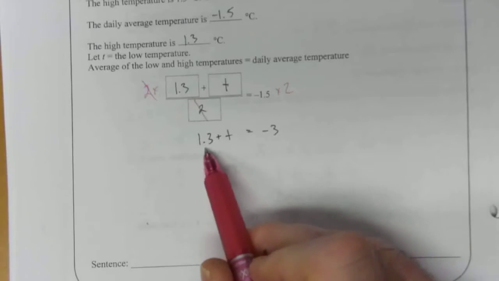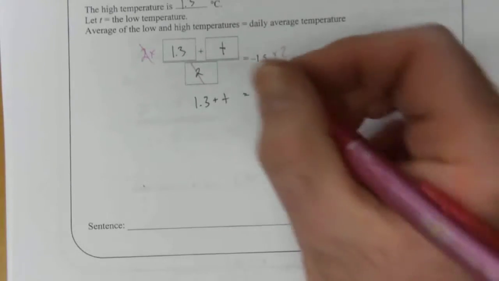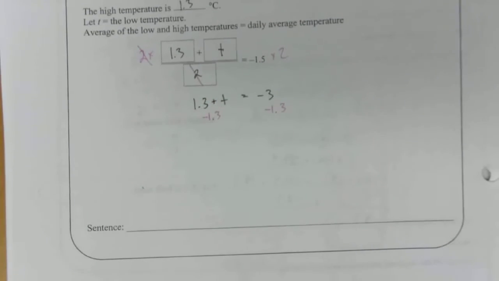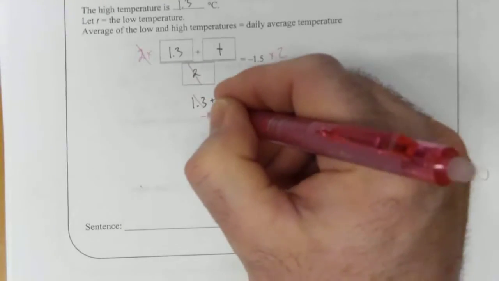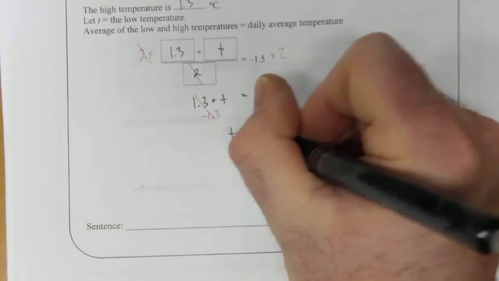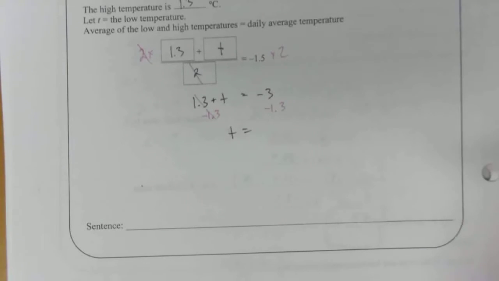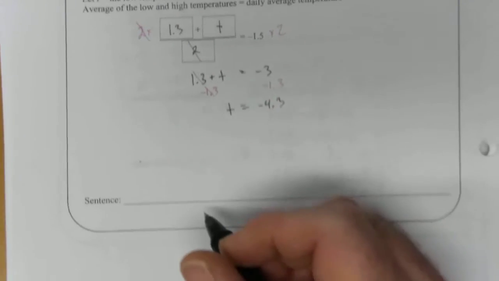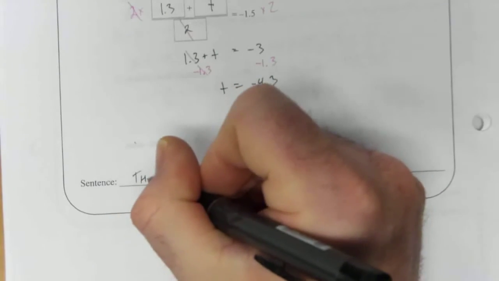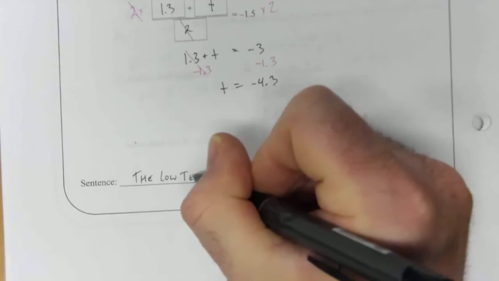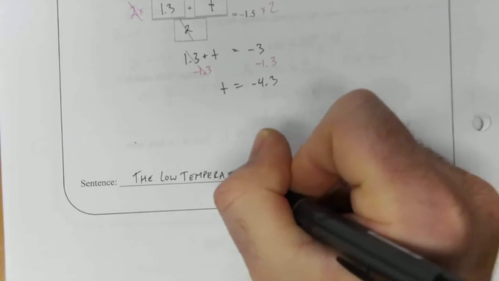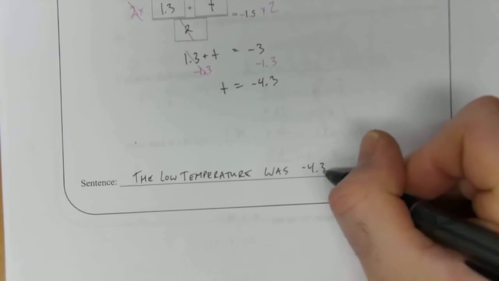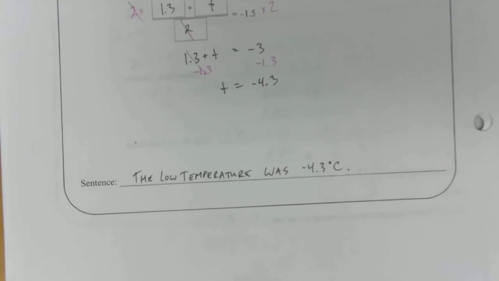So now we're adding a 1.3 to our t, so the opposite of that is to subtract it. So we're going to subtract a 1.3 there, but we do it on the right as well. These two subtract out, leaving us with t on the left. Negative 3 subtract negative 1.3 is going to give us negative 4.3. So the sentence then is, the low temperature was negative 4.3 degrees Celsius. And that is your show you know.